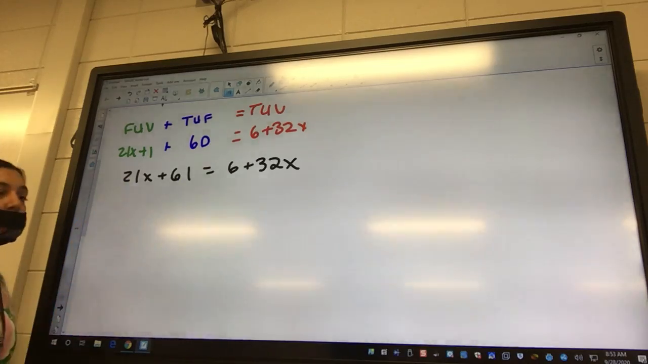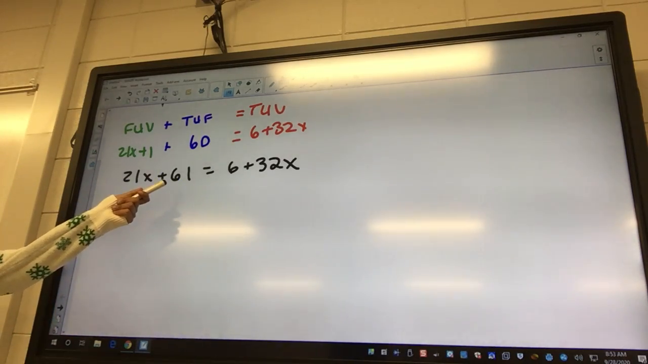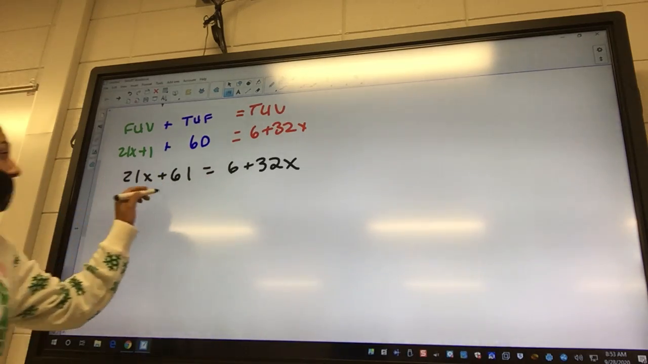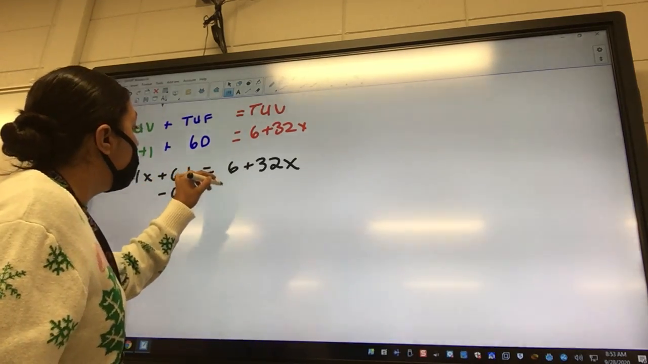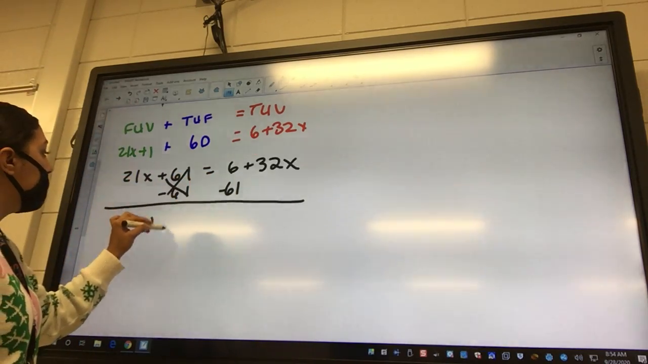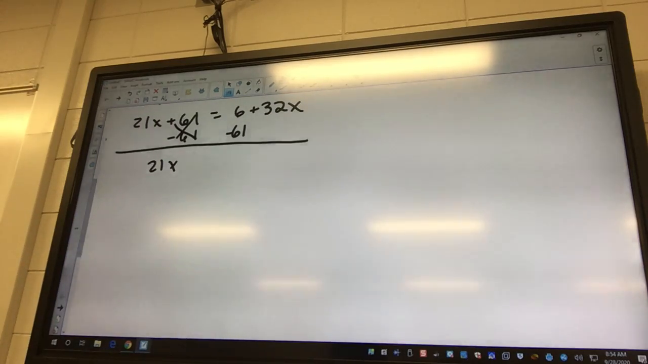So is 21x a letter or a number? Letter. 61, is it a letter or a number? Number. It's a number, so how do I move a plus 61? Minus 61. And if we look at this, I got 21x. I'm going to scroll a little bit so you guys can see because this stuff is in the way. 21x equals, and I got 6 minus 61.